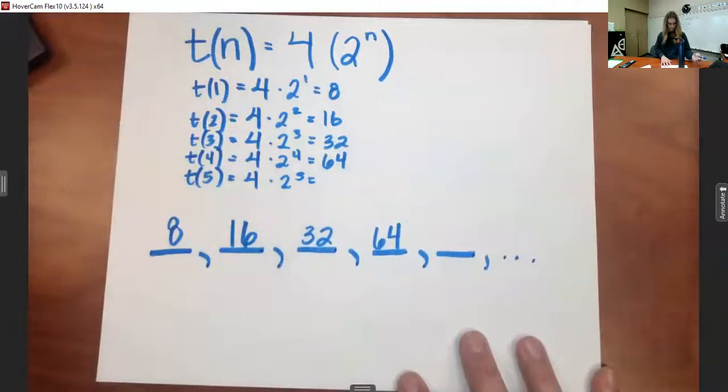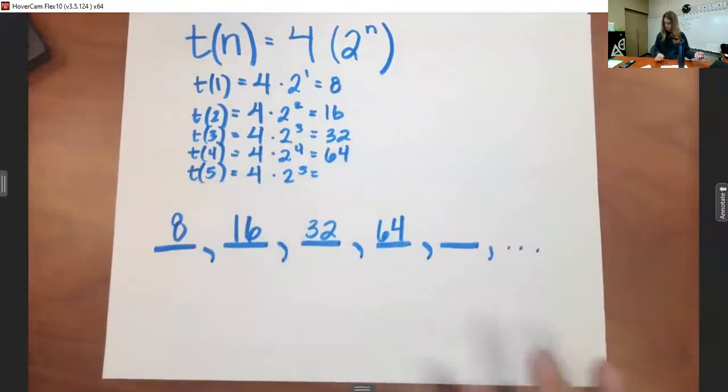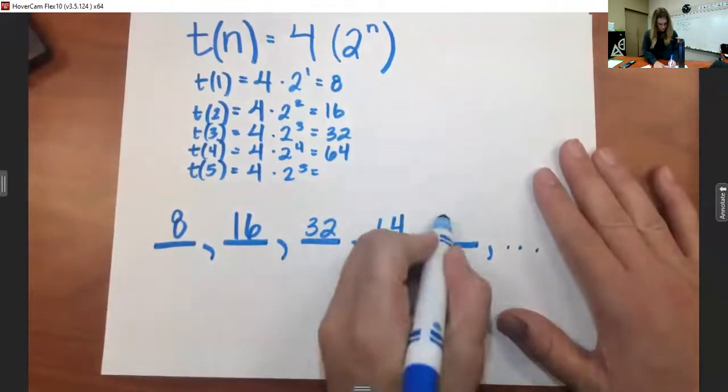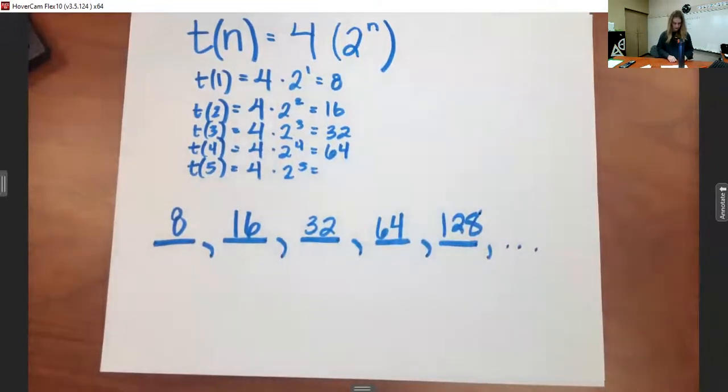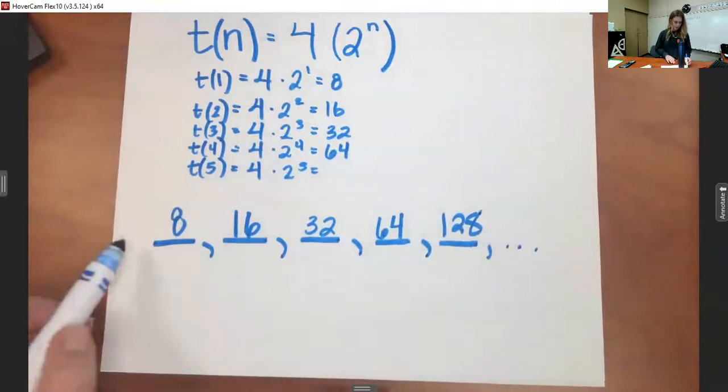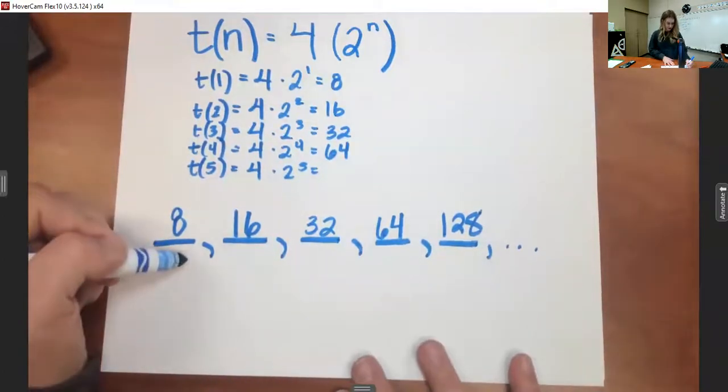Okay, 2 to the power of 5 is, I don't have that memorized, I'm at 32, and then 32 times 4 is 128. And those would be the first term. So you can see that the 0th term, okay, the multiplier is what?